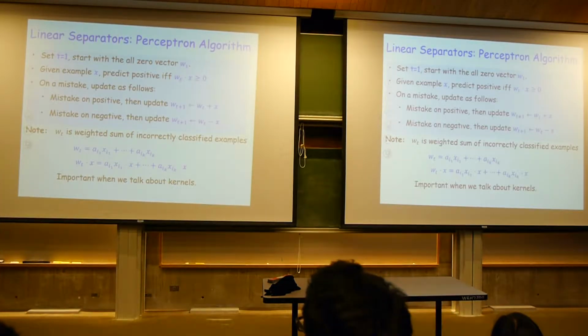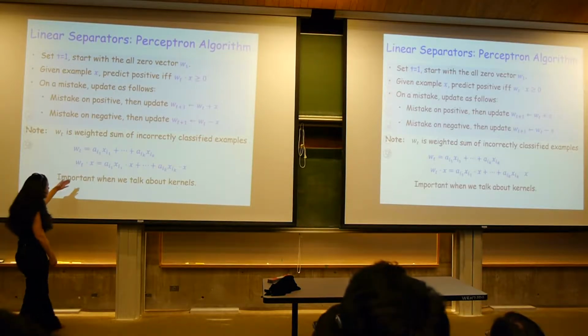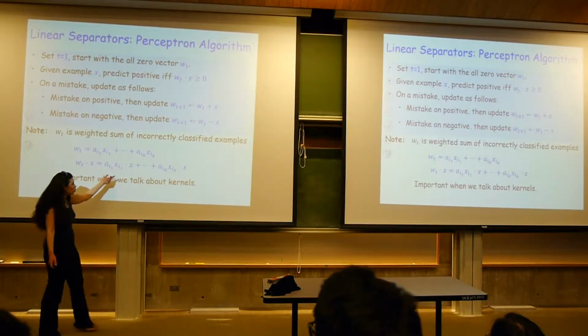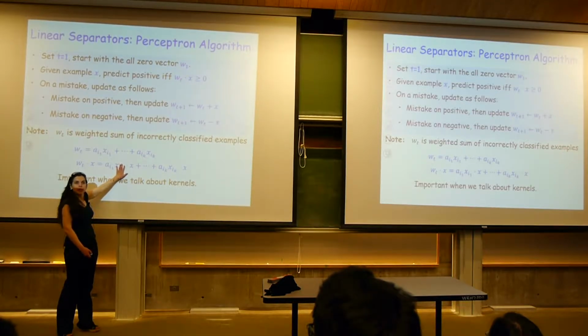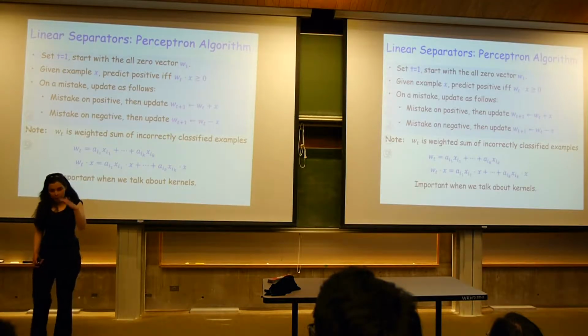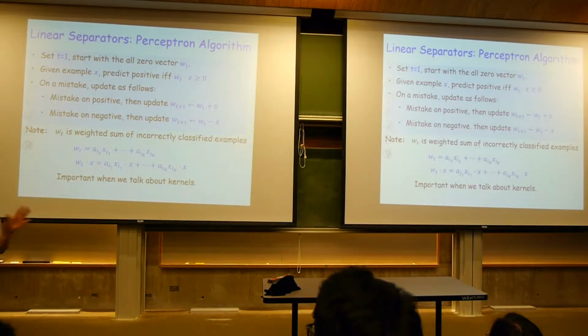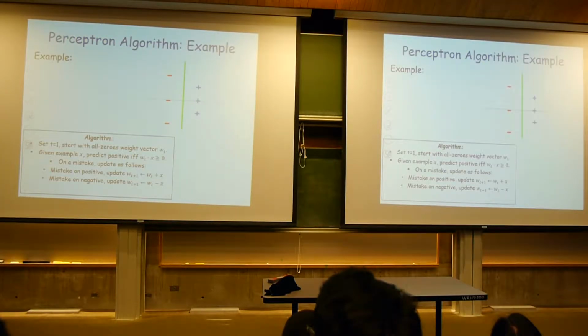Great. And this will be important when we talk about kernels, because the point here is that now, to make a prediction, all I need to do is to be able to compute the dot products between a new example and one of the mistakes I've made. Okay, so I'll come back to that either today or next class. It turns out to be an important point. Good. So that's the perceptron algorithm.